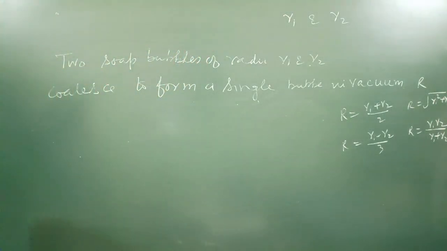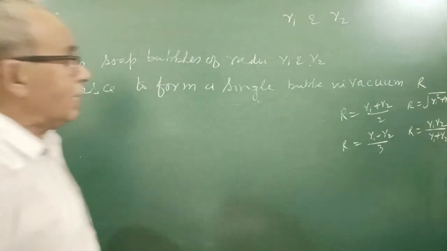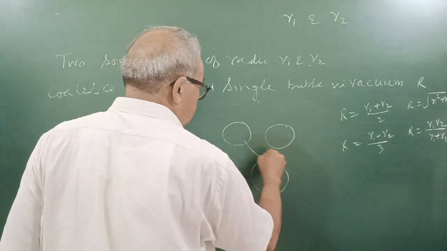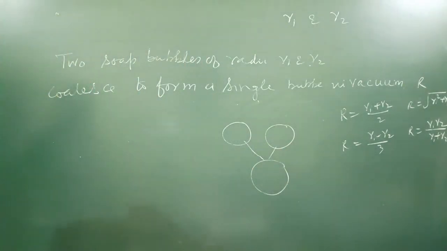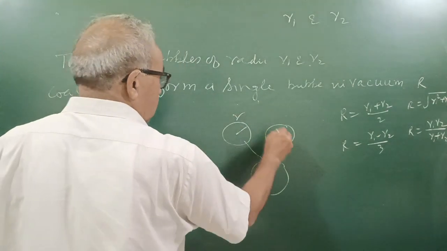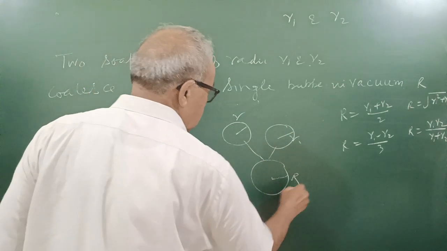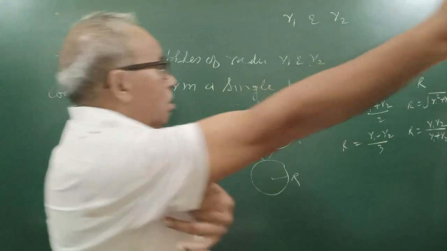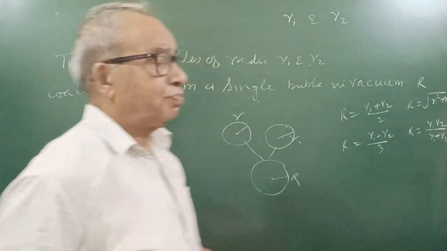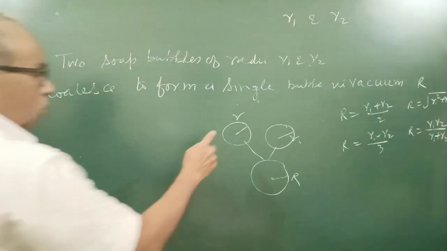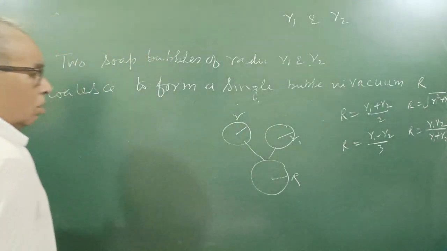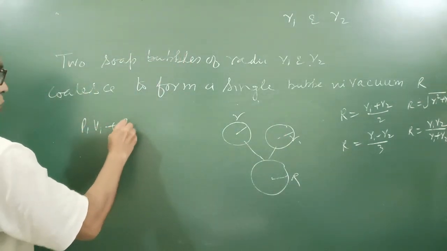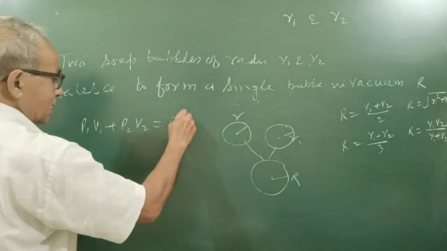So what is happening there? Two soap bubbles become one on coalescing. This radius is R1, this is R2, this is R. Because they are coalescing in vacuum, the pressure inside and their volume, that is, P1 V1 plus P2 V2 is equal to PV.